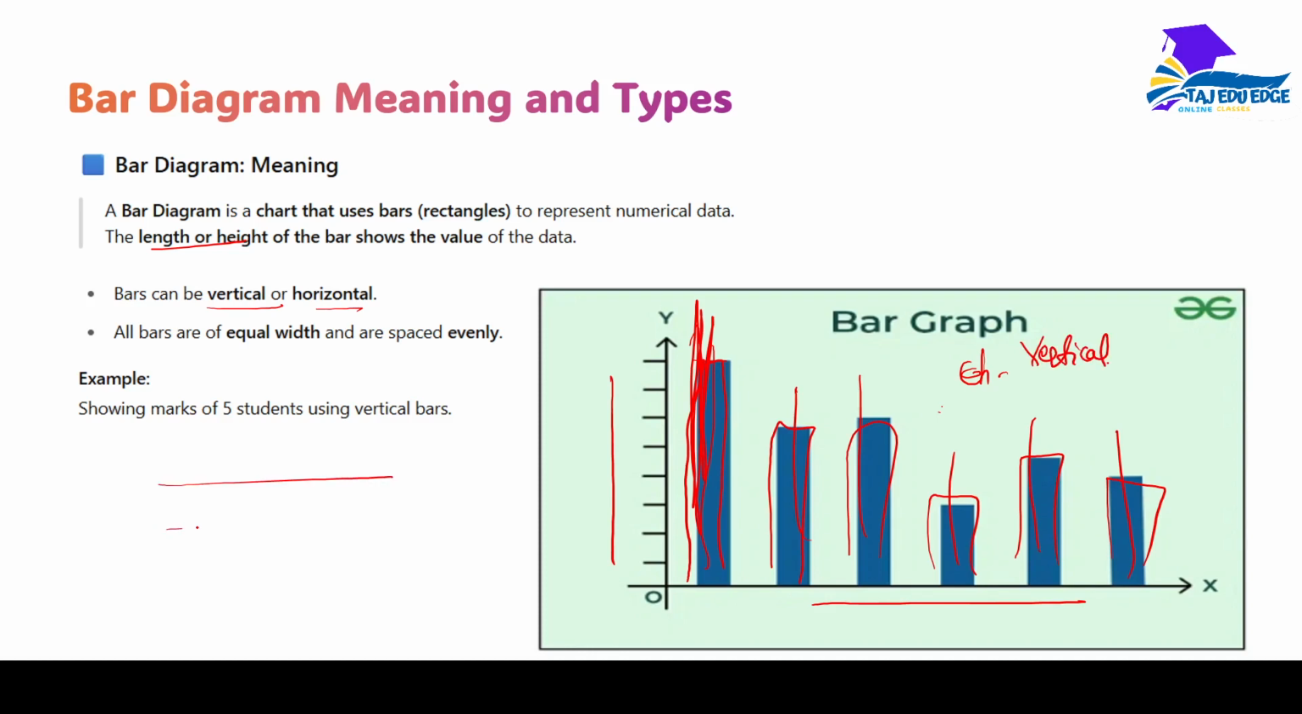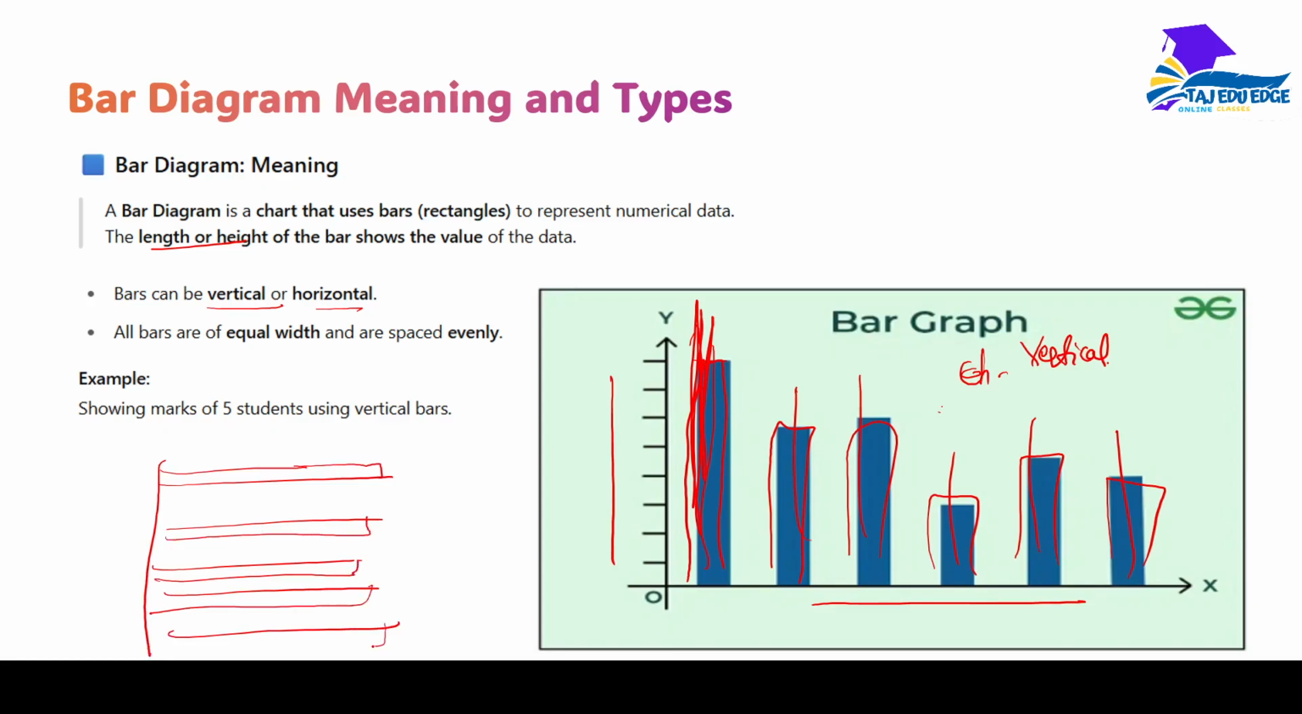Horizontal means if we draw the same lines like this, with the bars lying like this, then it becomes a horizontal bar diagram. The bar diagram can be horizontal or vertical. All bars are of equal width, width here means this one, and are spaced evenly, one after another. So this is the meaning of bar diagram.